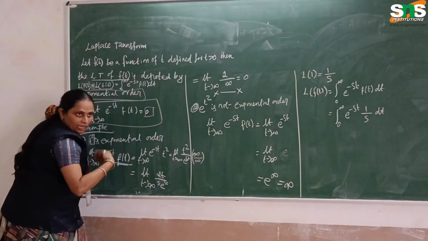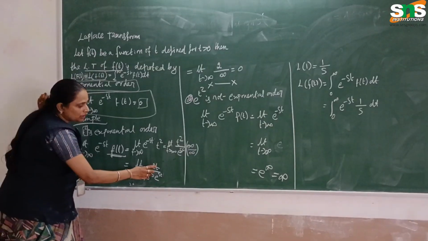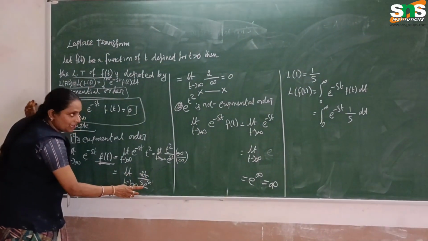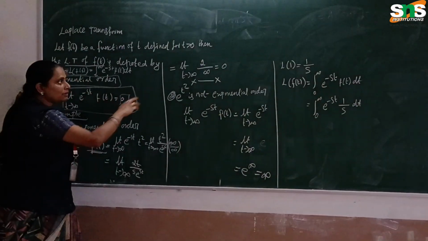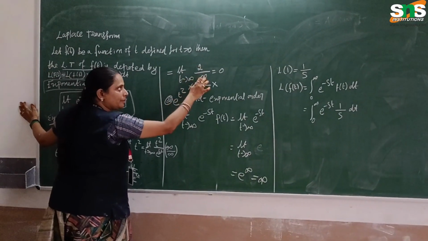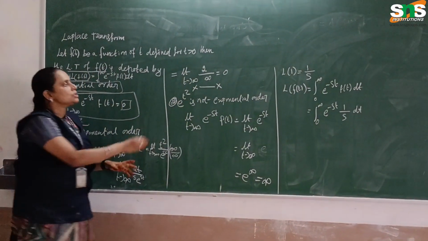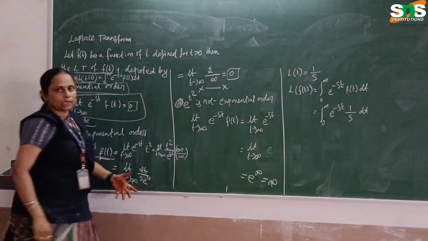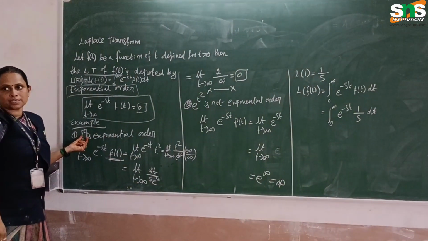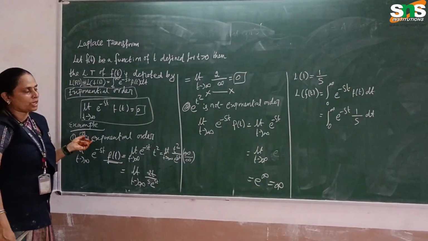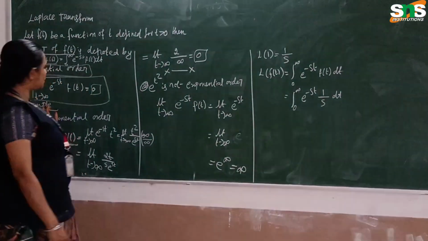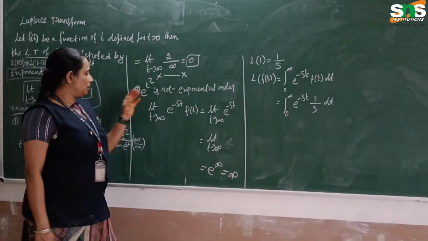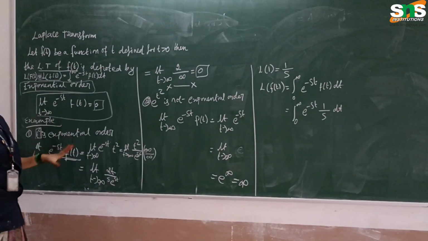Then again we substitute the infinity value. That is 2 divided by infinity. Anything divided by infinity, the value is 0. So here the value is 0. So t square is of exponential order. This is an example of exponential order.